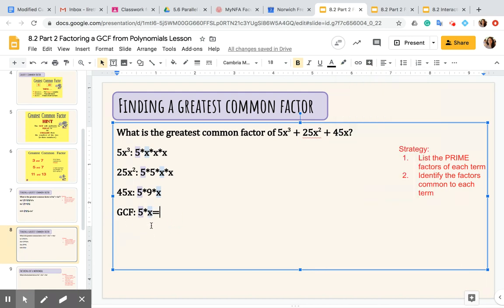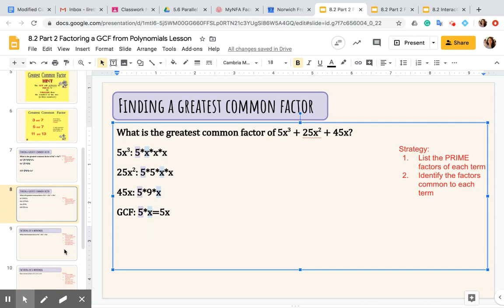Okay, so my GCF is just going to be the terms that are common, and I just multiply them together to give me 5x. There's my GCF. That's the biggest thing that I can pull out of all three of these terms, where if I were to divide them, there would be no remainder. I could divide 5x cubed by 5x and not have any remainder. I could divide 25x squared by 5x and not have a remainder. Same thing here. I could divide 45x by 5x and not have a remainder. Okay, so there's my GCF.